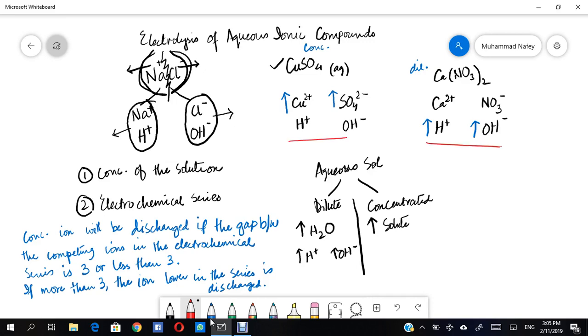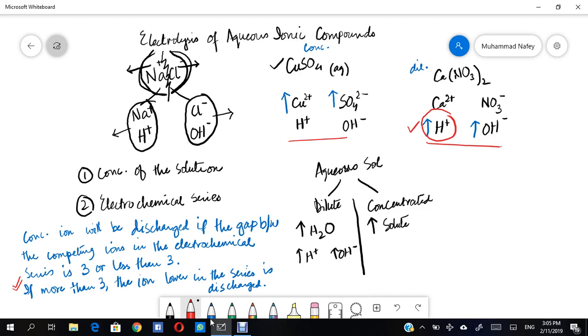If I'm electrolyzing dilute calcium nitrate, according to the rule, the concentrated ion will be discharged if the gap between the competing ions is 3 or less than 3. If we take a look at the electrochemical series for cations, we'll notice that the gap between calcium and hydrogen is much more than 3. Therefore, we come to the second clause: if more than 3, the ion lower in the series is discharged. Therefore, hydrogen ion will be discharged at the cathode.